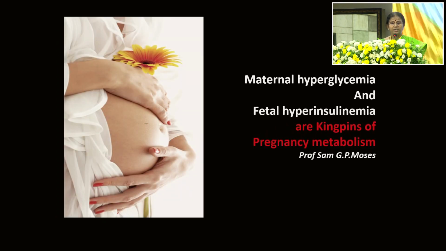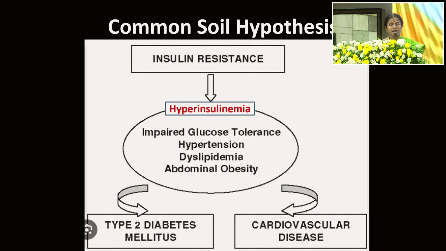So, remember, our teacher's teacher, Professor Sam G.P. Moses, always used to say that maternal hyperglycemia and fetal hyperinsulinemia are the kingpins of pregnancy metabolism. And these both have a common soil hypothesis. That is, the basic is insulin resistance leading to hyperinsulinemia. And this is the one causing impaired glucose tolerance, hypertension, dyslipidemia, abdominal obesity, both leading to type 2 diabetes as well as cardiovascular diseases.